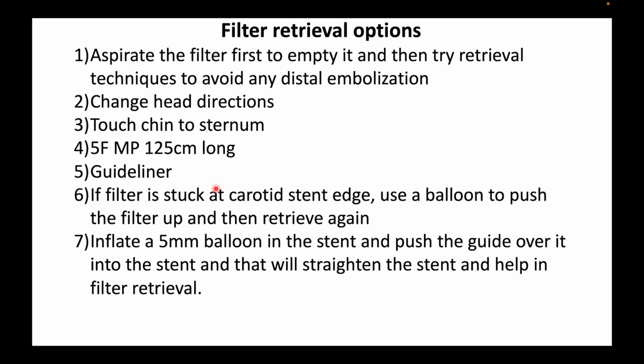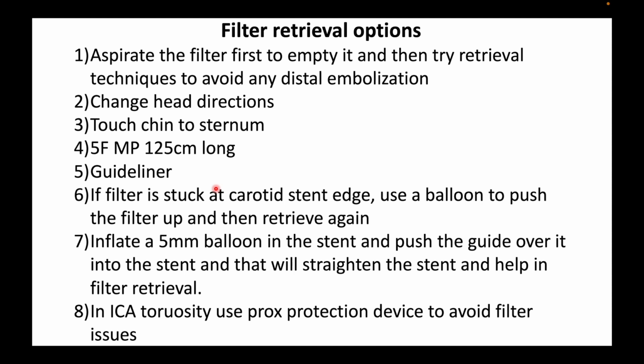If your capturing system or retrieval system is not going into the stent despite all the maneuvers, what you can do is inflate a 5 millimeter balloon or a 4 millimeter balloon in the stent, and push your guide over it into the stent, and that will straighten the stent. Now you can remove the balloon and take your filter retrieval device through the stent.